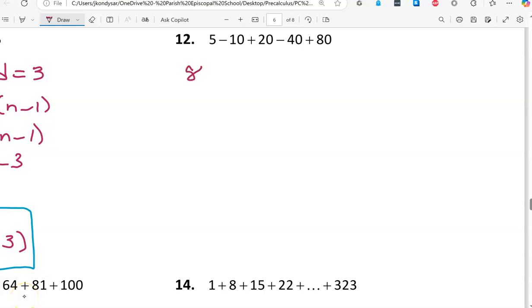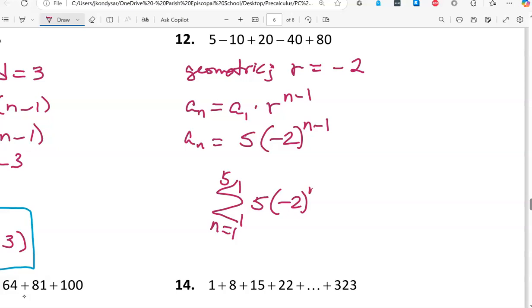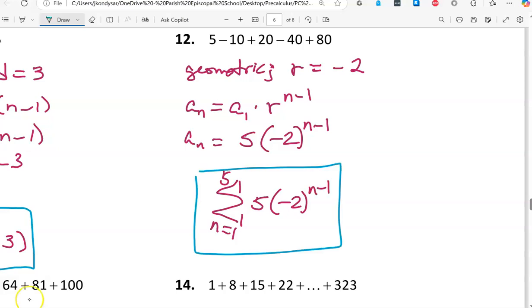In 12, we have a geometric series. Each term is the previous term times -2, so our common ratio is -2. And in a geometric series, the general term a sub n is equal to the first term times the common ratio raised to the n minus 1 power. And so the first term is 5, and the common ratio is -2. And so that's our general term. So this can be written as the summation as n goes from 1 to 5, since there are 5 terms, of 5 times -2 raised to the n minus 1 power.